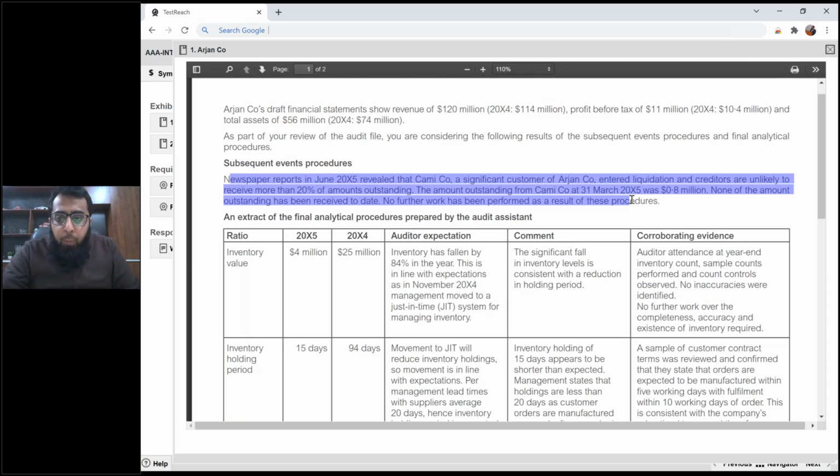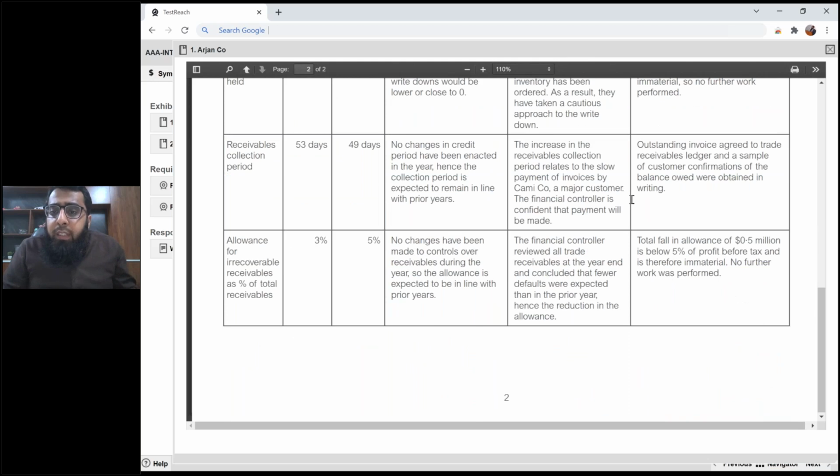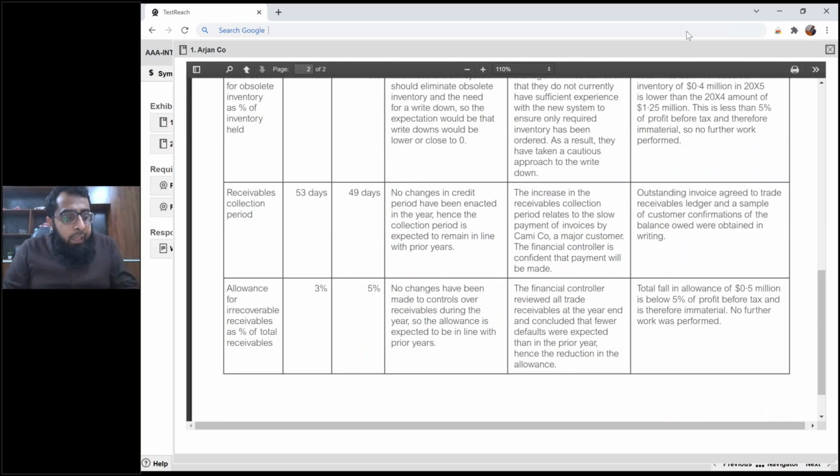Okay. And now let's read the auditor's corroborating evidences.